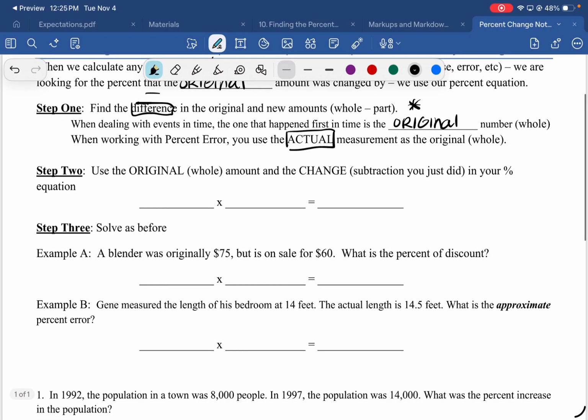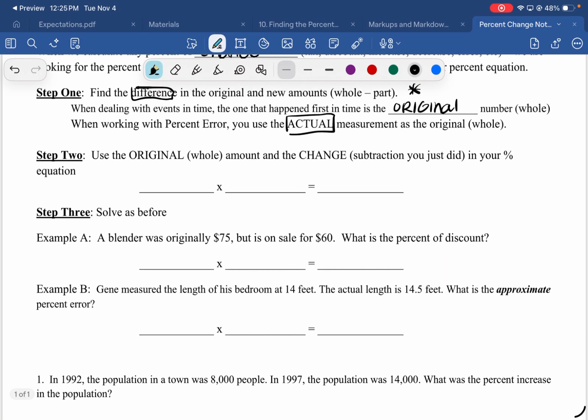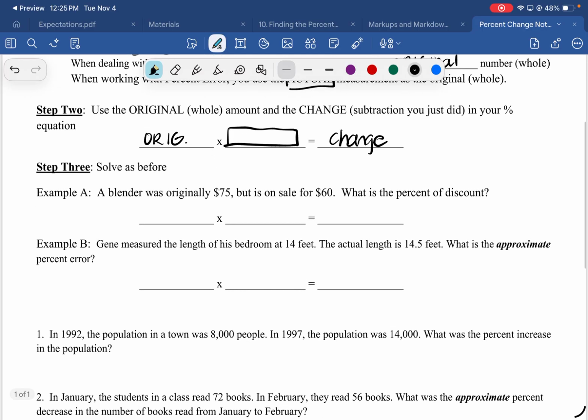So let me break this down, then we'll do two different examples that deal with both of those situations. Step number two, you're just going to use the original whole amount. So the original number goes here, okay? You are going to solve for the percent, so that is what is going to be left blank. And then this number right here is your change, so that is when you subtract. The new number, I'll show you in just a second, is what's going to go there. And then step number three, you're going to solve it as before.